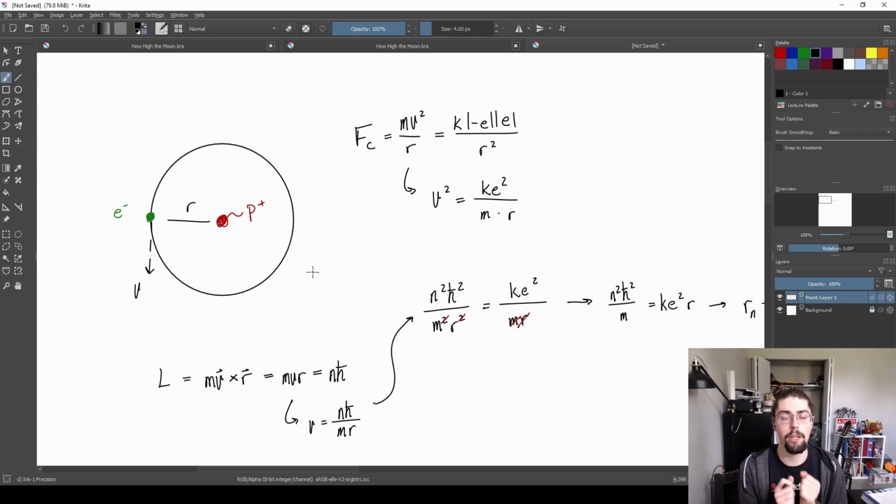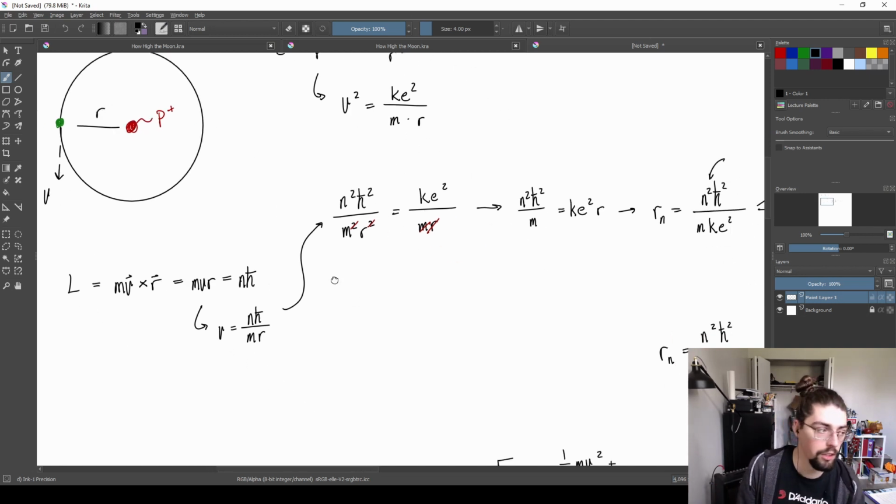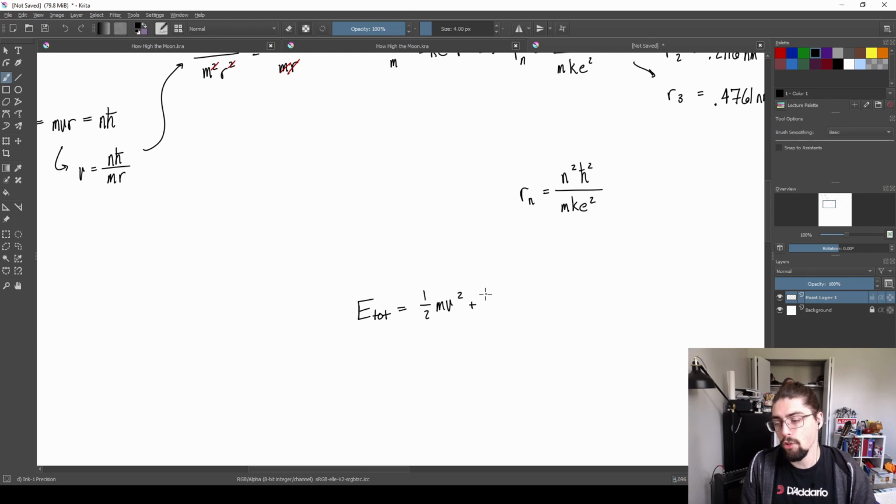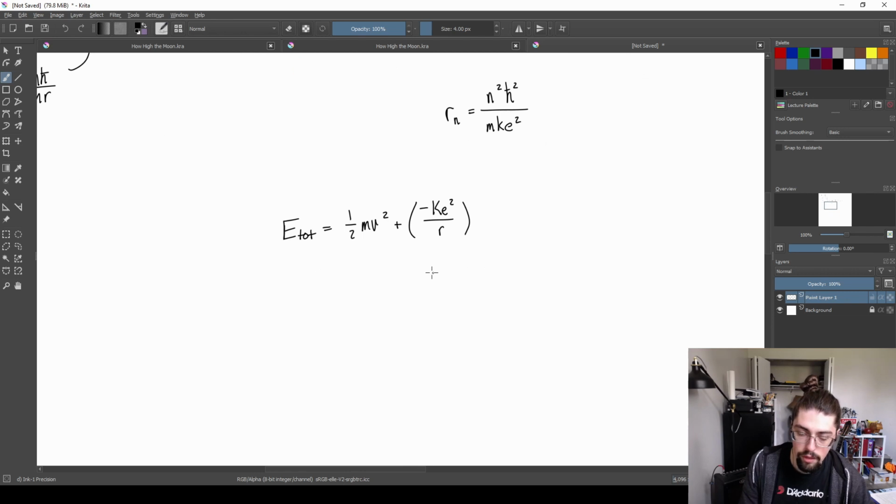It wants to go to the lowest possible energy state. They would like to collide. Quantum mechanics doesn't let them. So this is going to be a negative k e squared divided by r.